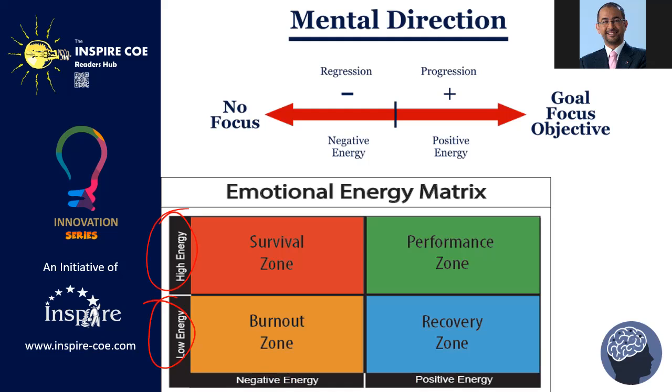So for example, if I have a high positive energy, that's performance, which means this is the best area, and this is exactly where the innovators and change leaders need to be. So they need to have a lot of energy and a lot of positive energy. Oppositely, if you have a lot but negative energy, this becomes survival. So you have high energy, but you are exerting energy to run away from something. And when people are in the survival zone, it is very hard for them to innovate or create any positive change.